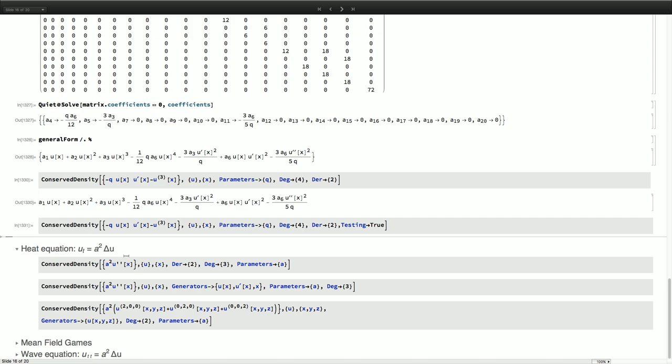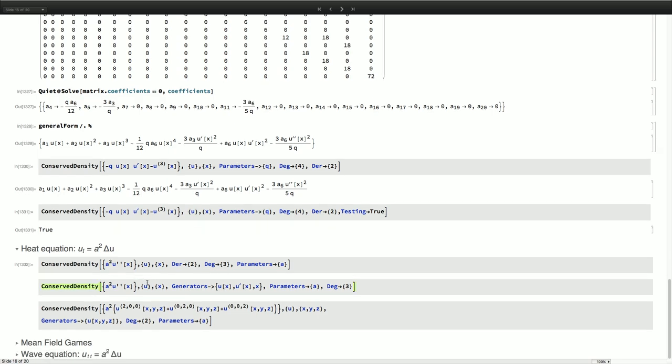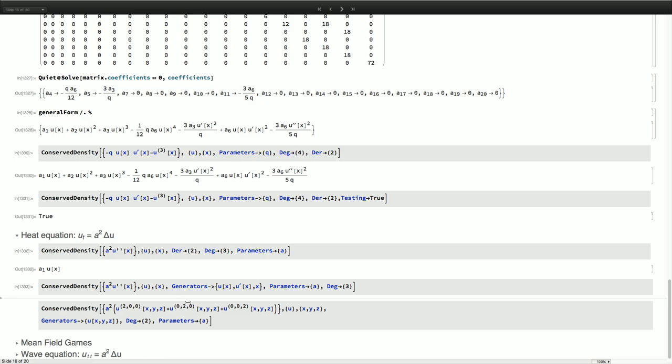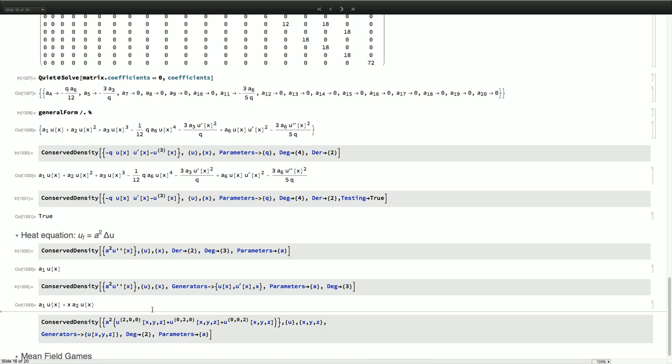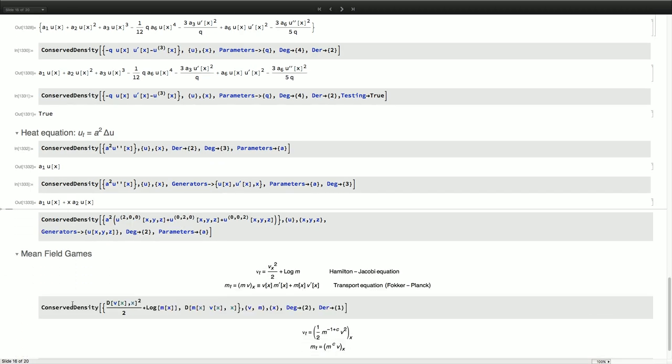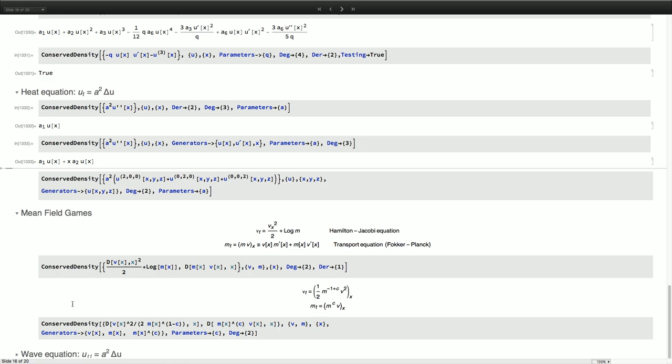Okay, and here are examples with the heat equation, which finds the conserved quantities. And it's a three-dimensional case, but I will not execute that because it will take time. It works. And here are more examples with mean field games.